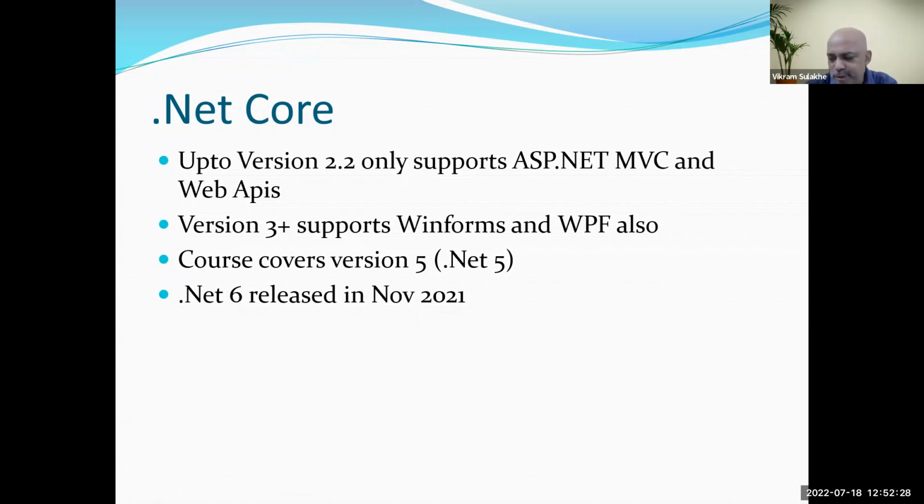Now, after the .NET Core, they did .NET Core 1, .NET Core 2, .NET Core 3. After .NET Core 3, they skipped a major version. They didn't have a .NET Core 4. They directly jumped from 3 to 5. So .NET Core 1, 2, 3, 5, and then 6, of course.